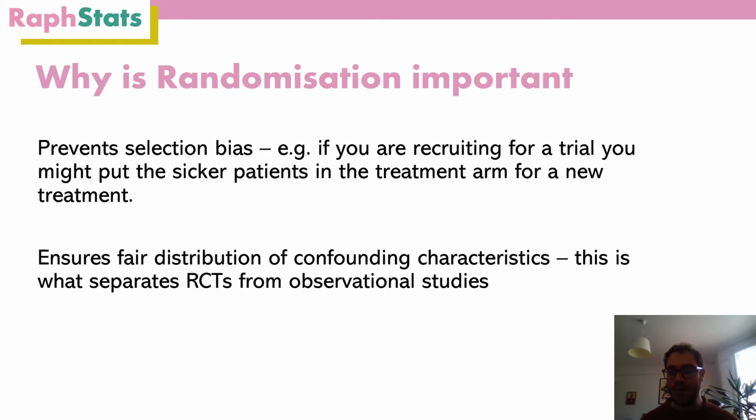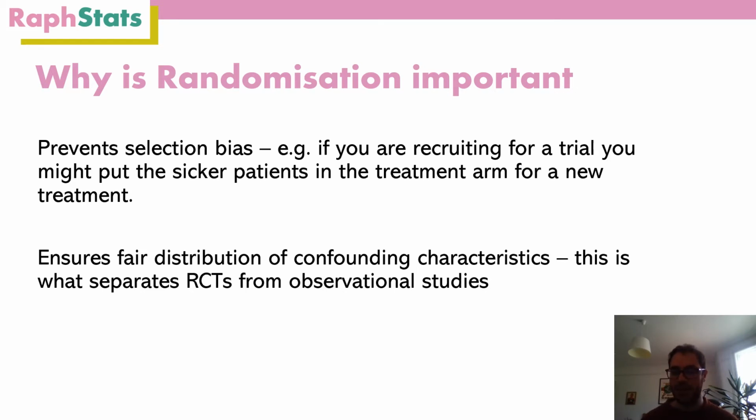So for each of these points, I'm going to talk a little bit about why it's important, and then go on to talk about what good and bad randomization might look like. So randomization is what gives randomized controlled trials their power to explain confounding factors.